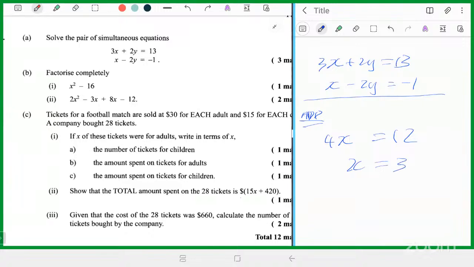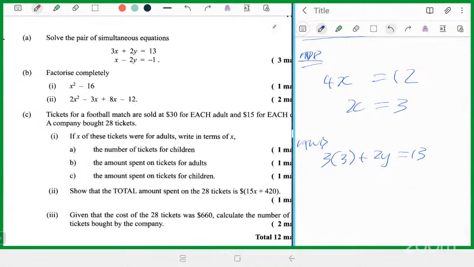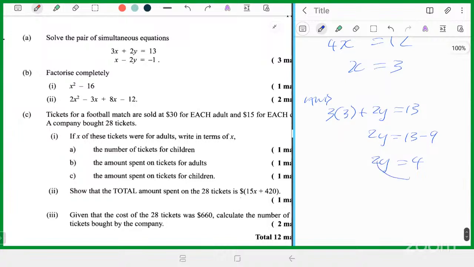That's an easy question. We're going to take x equals 3 and plug it back into the first one. So we can say 3 times 3 plus 2y equals 13. 3 times 3 is 9, transpose the 9. We get 2y equals 13 minus 9, so 2y equals 4. Then we divide by 2, we get y equals 2. So the solution is 3, 2, or you can say x equals 3, y equals 2. Easy question. Very good. The next part wants us to factorize these two things.